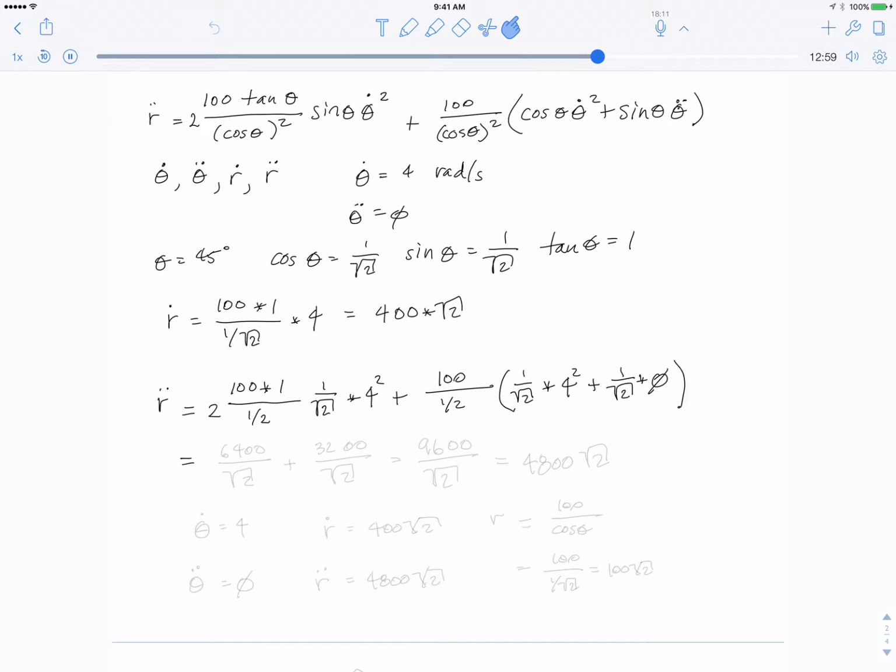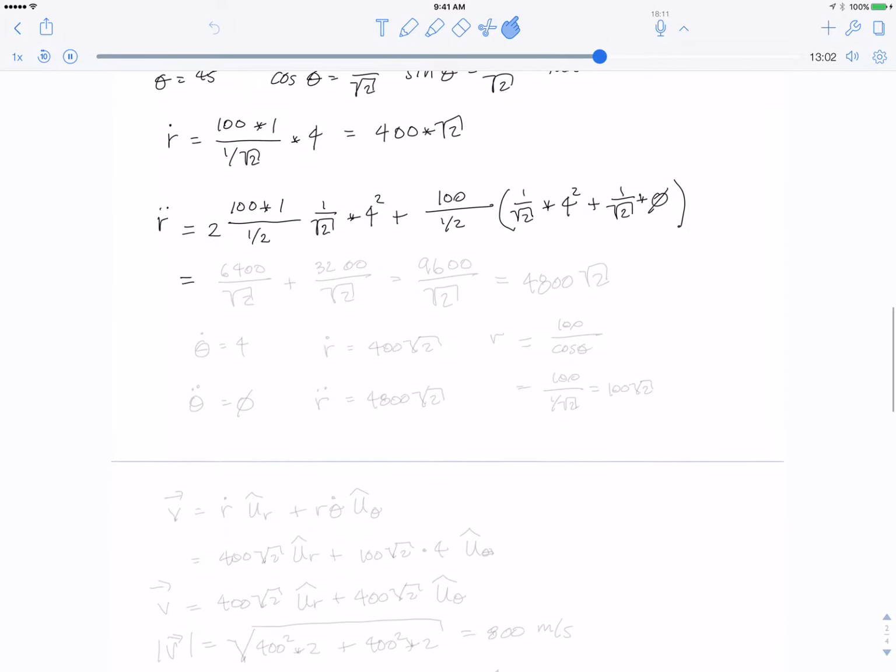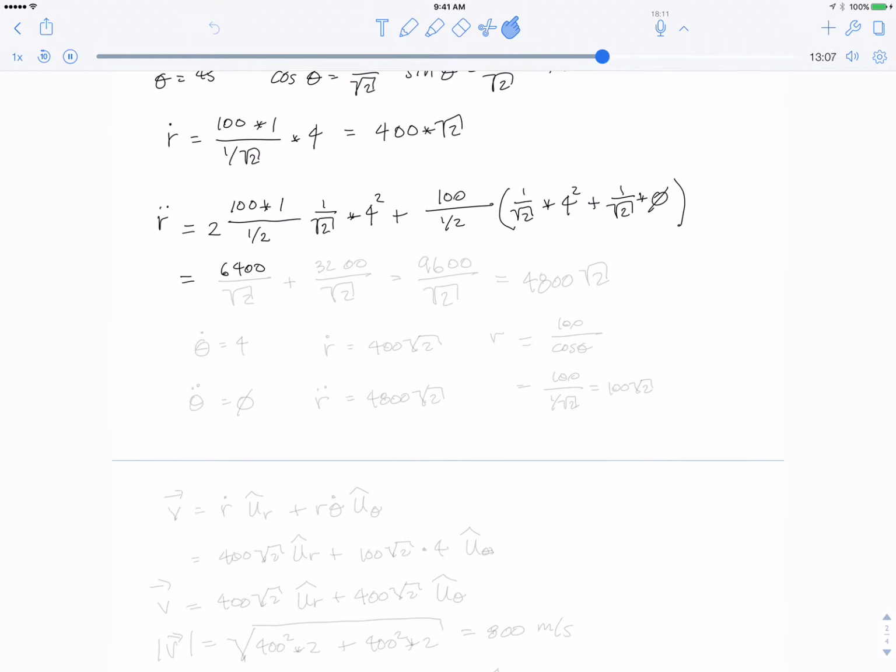Okay, so simplifying that, if I did the math right, I get 6,400 over square root of 2 plus 3,200 over the square root of 2, which is 9,600 over the square root of 2. And making that a proper fraction, getting the square root out of the denominator, that equals 4,800 times the square root of 2.